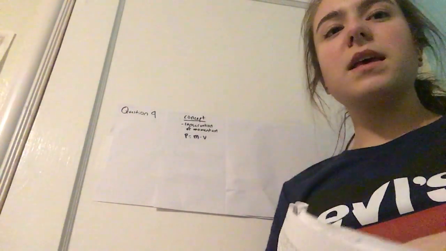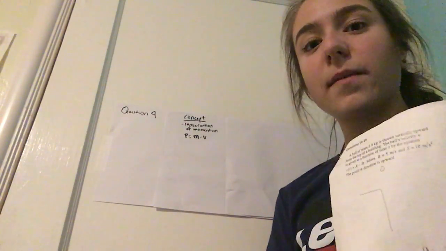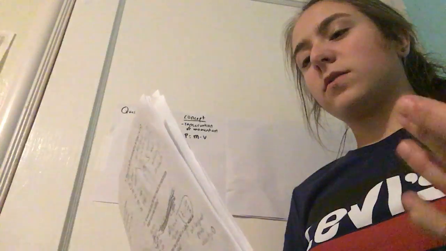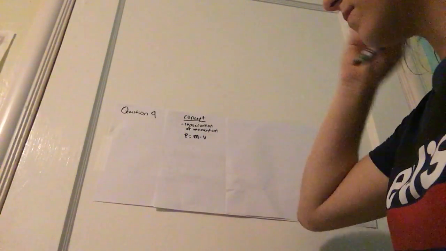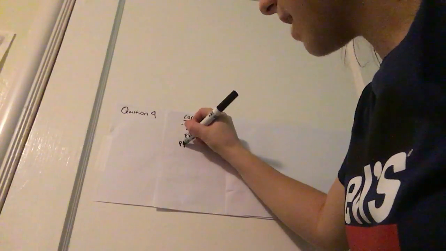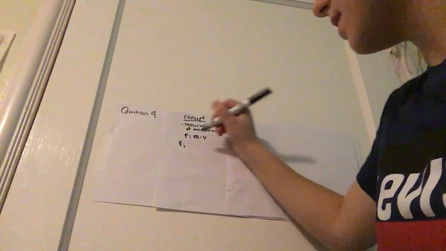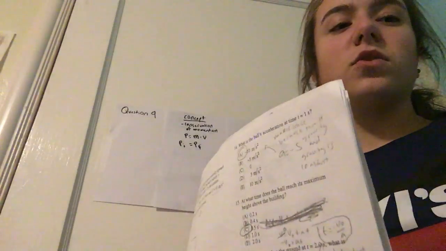So momentum is conserved if there is no external force acting on the system. And for problem 9, there is no external force acting, so we can use the principle of conservation of momentum in this case. So basically, this is momentum, P equals mass times velocity, and conservation of momentum is that the initial momentum is equal to the final momentum. So that's the principle that we are using here in this problem to solve it.